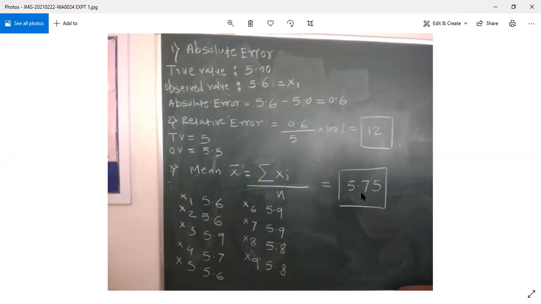Remember this value, 5.75. For the next part, we are going to use the same values. x1 to x9 are the readings, and we found X bar, the mean of these 9 readings. We added all 9 readings and divided by 9, and you get 5.75. Is it clear up to this? Yes, ma'am. Okay.